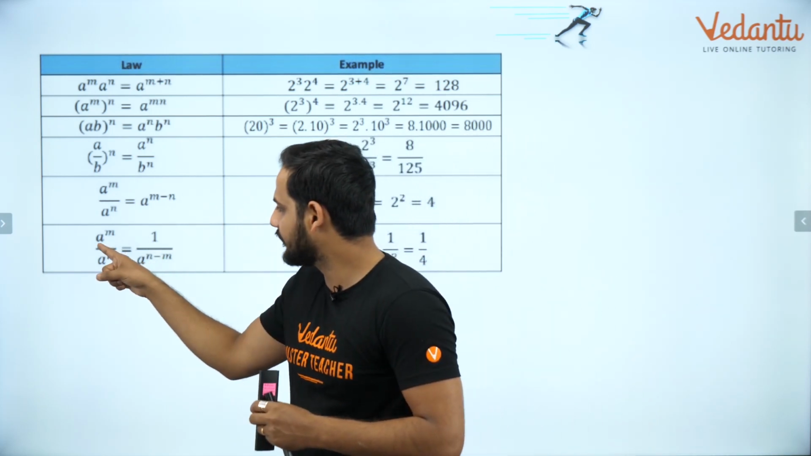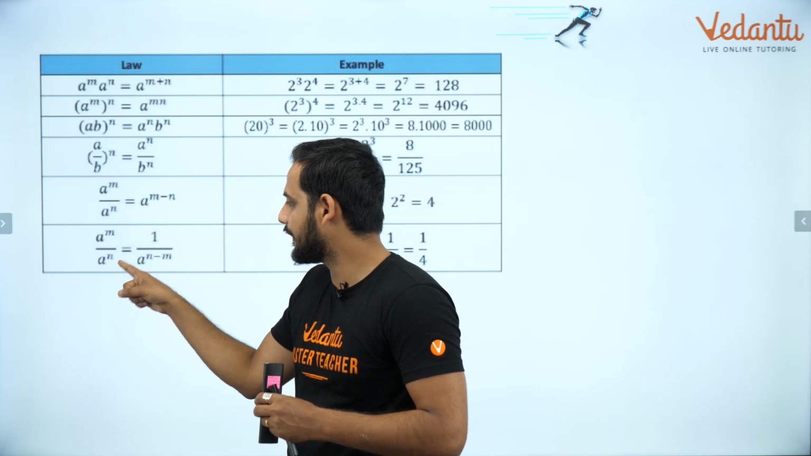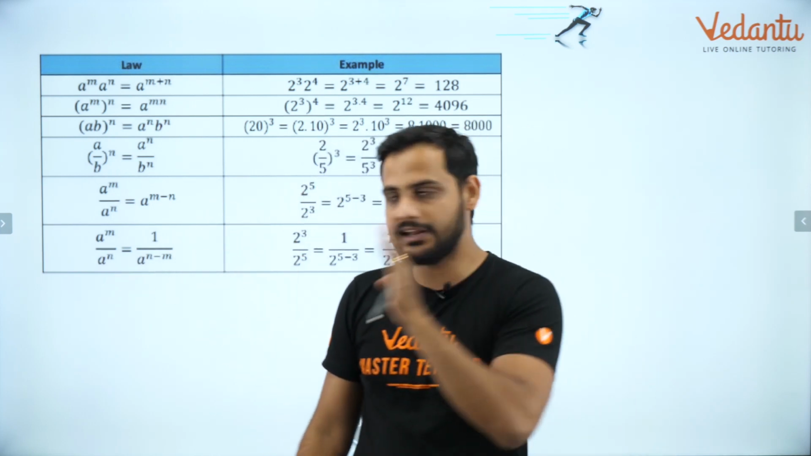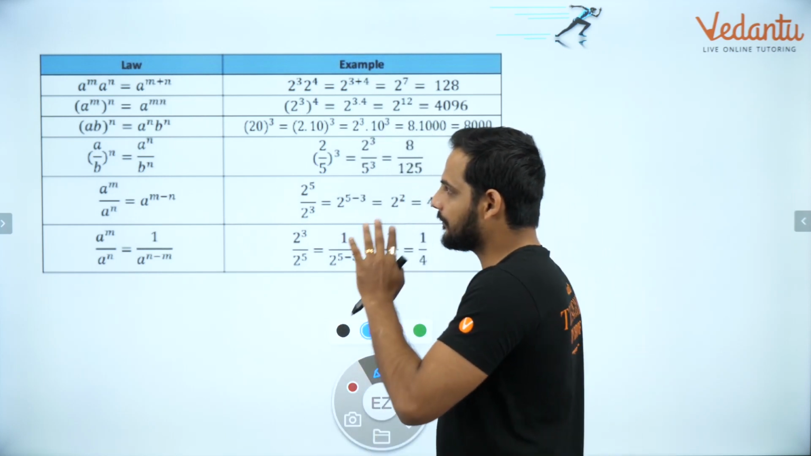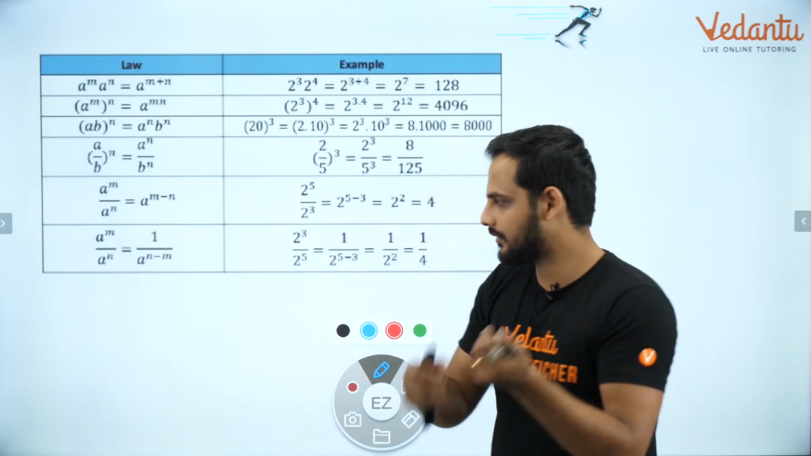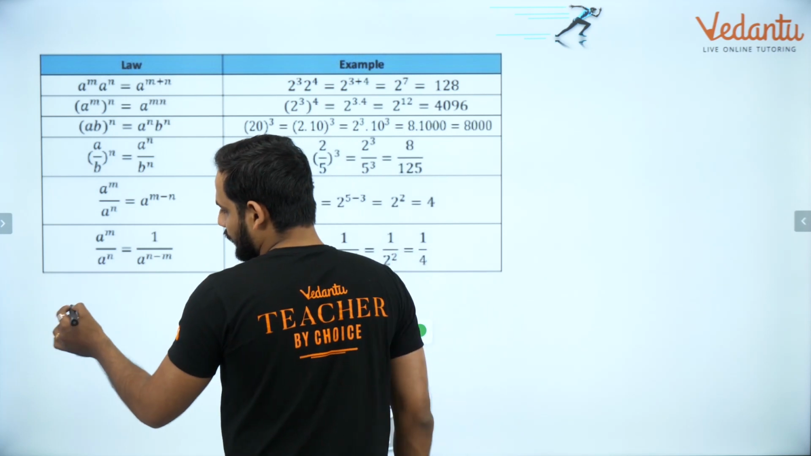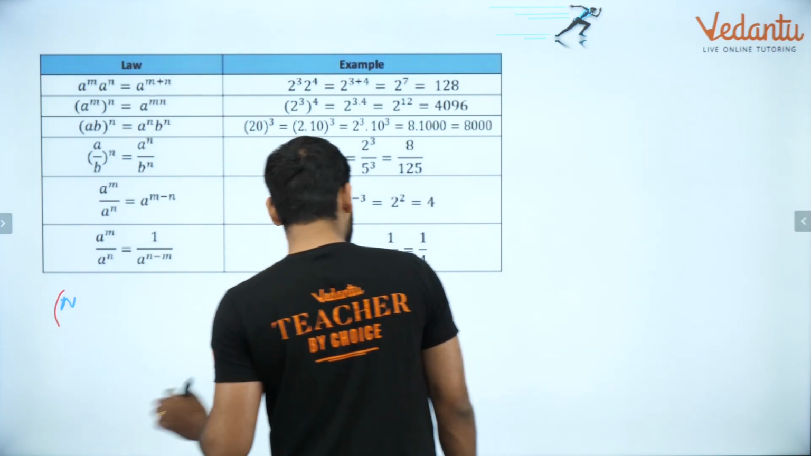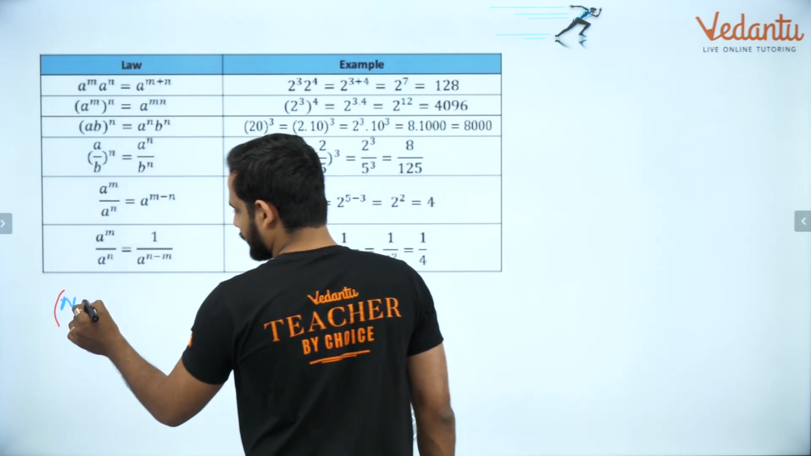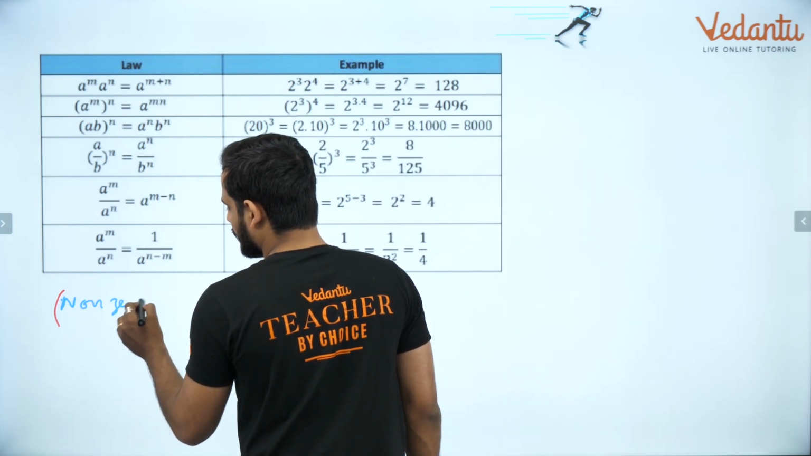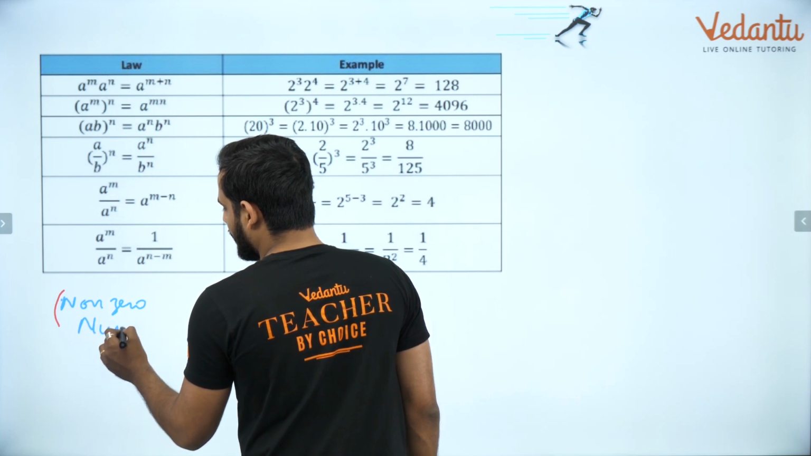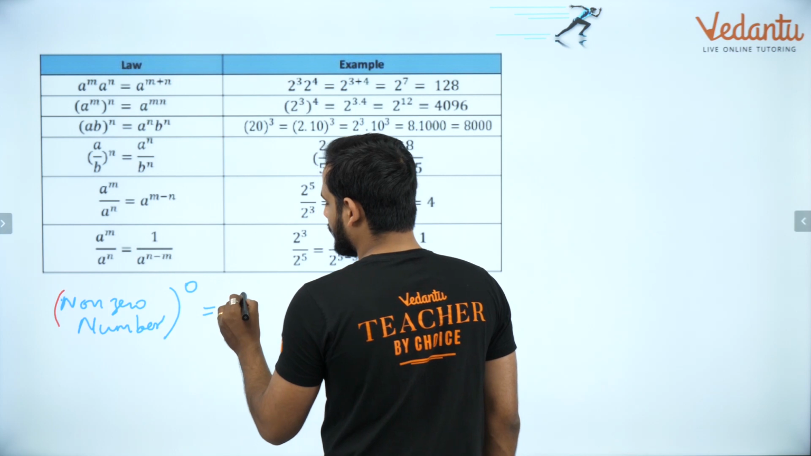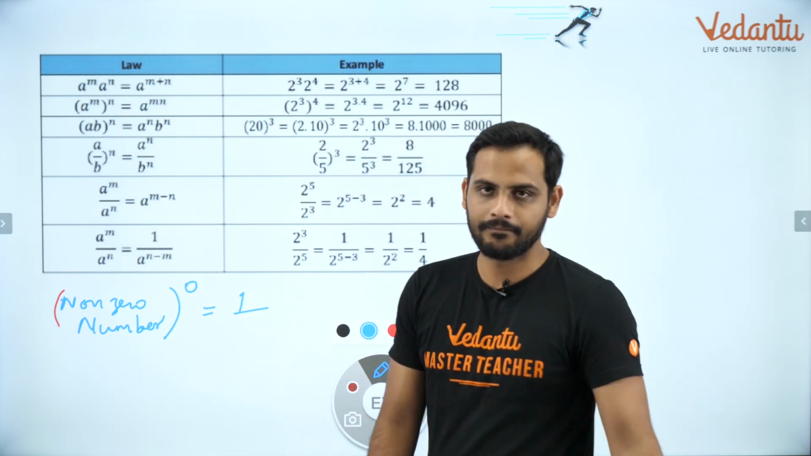And if I have suppose a raised to the power m and a raised to the power n, one more way of writing is 1 by a raised to the power n minus m. I will explain to you what it means. Before that, let us understand some more parts. Any non-zero number, that means except 0, any non-zero number raised to the power 0 will always be equal to 1. Okay?